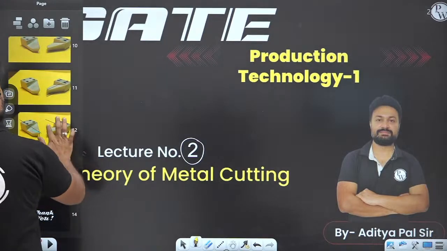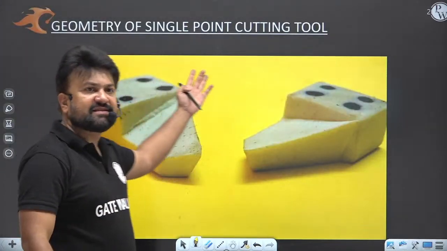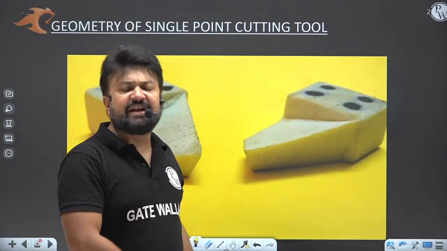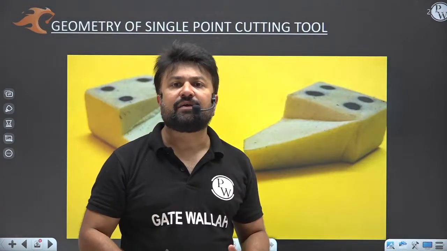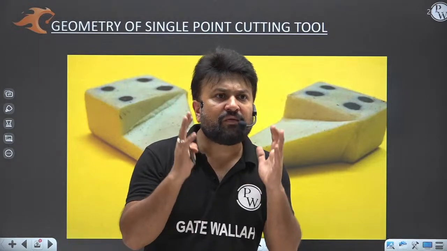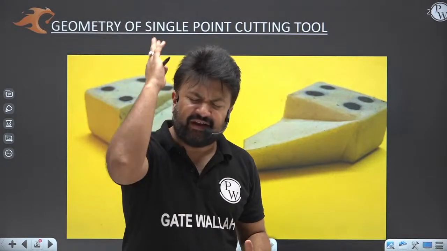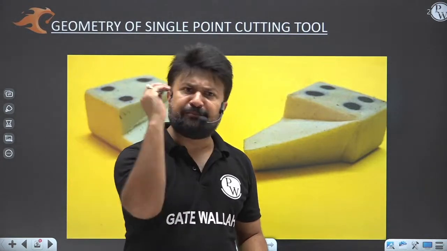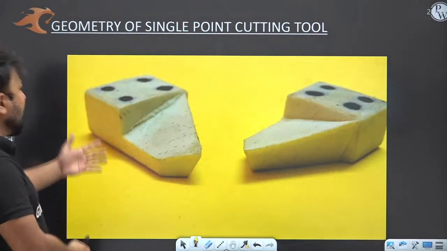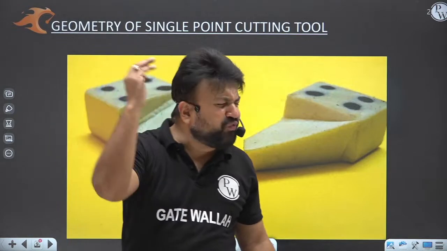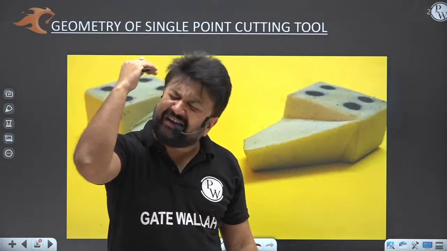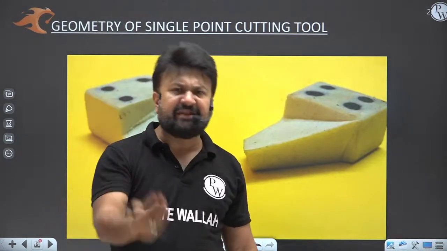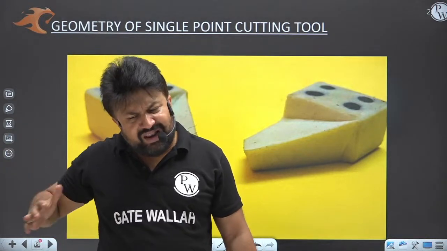Look, I have an extra slide, the geometry of a single point cutting tool. This is a turning tool. I have the content to deliver to you, but I'm thinking that you should first revise the concept of orthogonal cutting and oblique cutting, right? Because it's a very important concept. I can teach you the next topic, but I don't want to force your mind. First of all, digest the concept which I have delivered today, then come to the next class. In the next class, we will accelerate our speed.